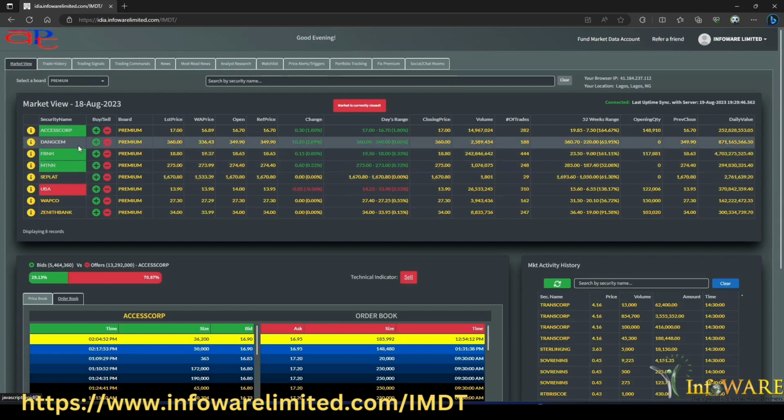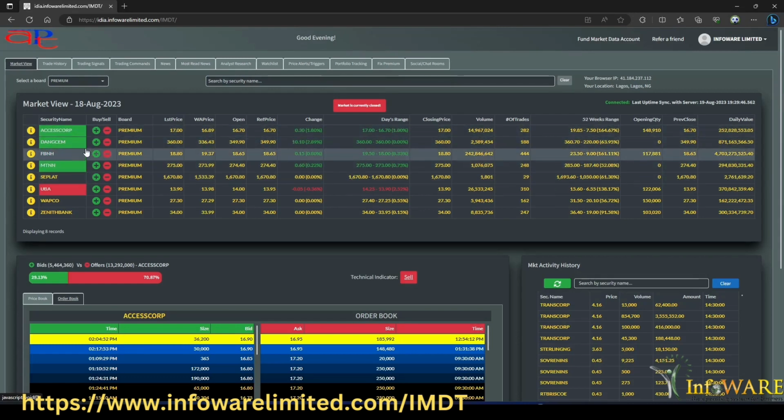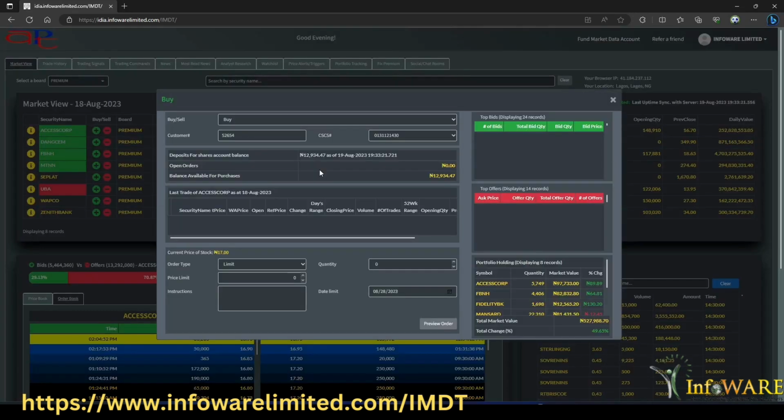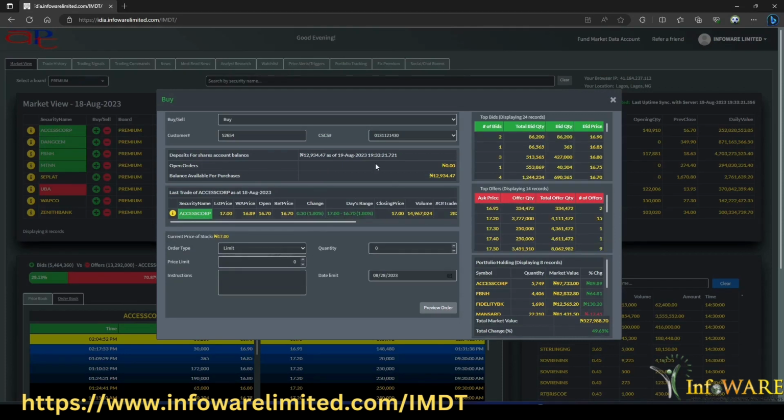So if, say, I wanted to buy Access Corp, for example, I can simply click on that, and it takes me to this trading screen.